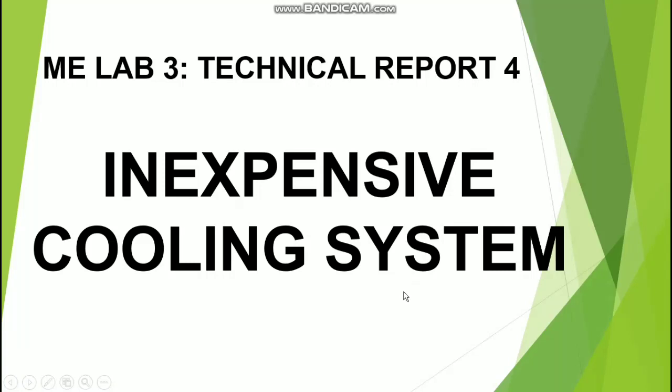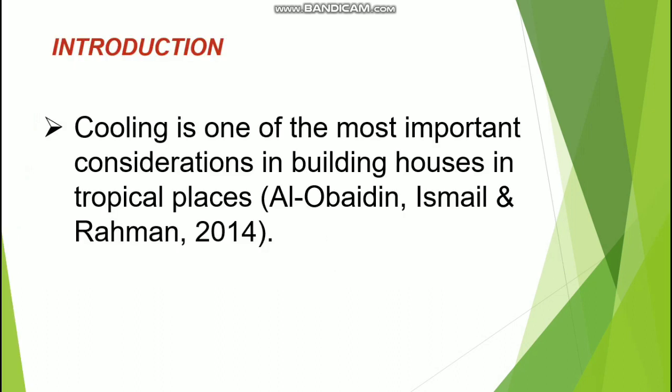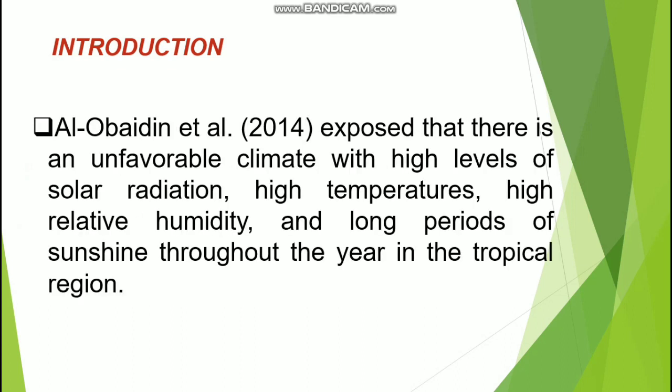Good day, everyone. In this video, we are going to tackle the MA Lab 3 Technical Report for the inexpensive cooling system. Cooling is one of the most important considerations in building houses in tropical places, according to Al Obaidin, Ismail, and Rahman 2014. Al Obaidin et al. 2014 exposed that there is an unfavorable climate with high levels of solar radiation, high temperatures, high relative humidity, and long periods of sunshine throughout the year in the tropical region.